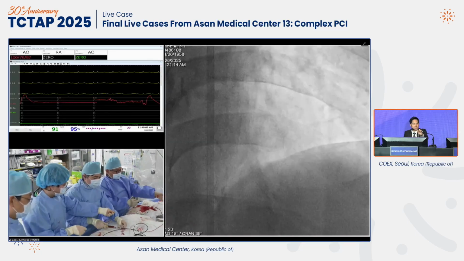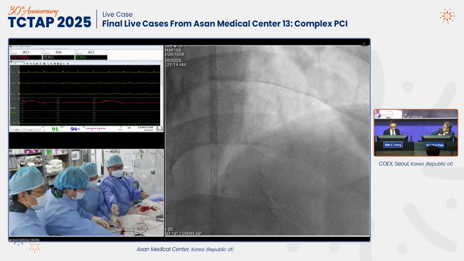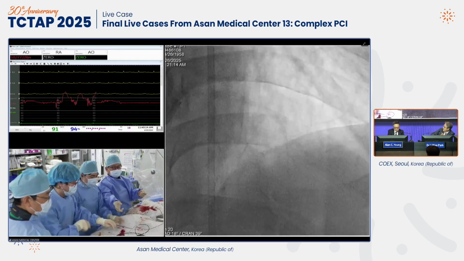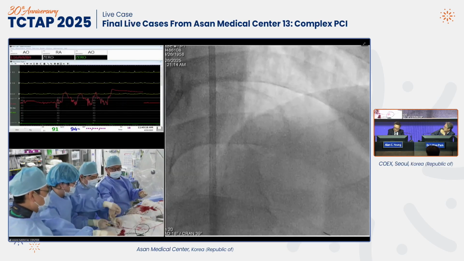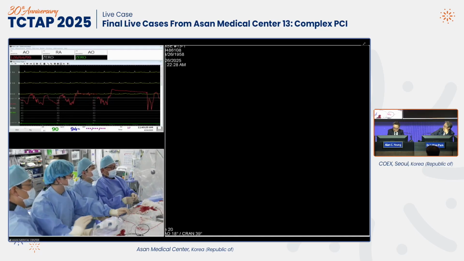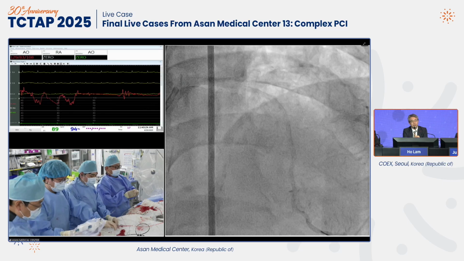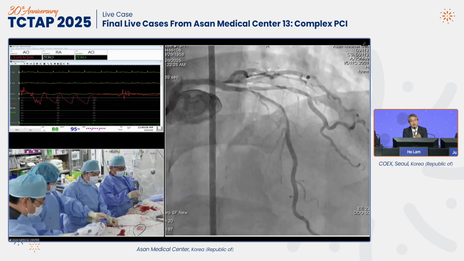So in your practice, after rotablation, are you going to do additional shockwave or additional atherectomy? For this case, I always do a short one. In fact, for this eccentric calcium, you can only do three things: atherectomy, IVL, and then stent.